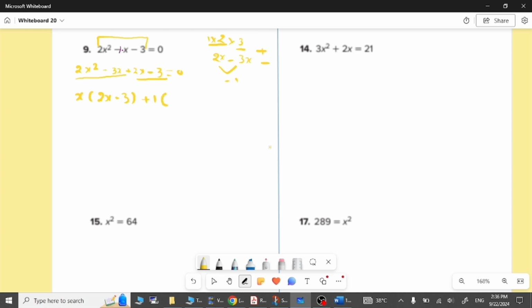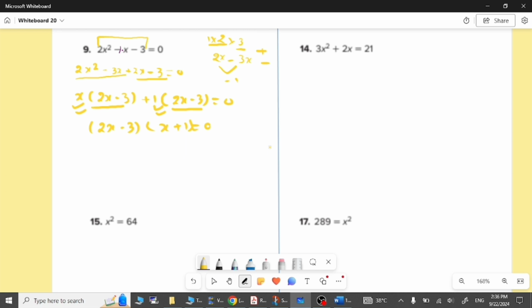In multiplication, always 1 is the factor. So here also, 2x minus 3 is equal to 0. You can see 2x minus 3 is common. I will be taking 2x minus 3 common. So what is remaining from here? x is remaining, and from here plus 1 is remaining. x plus 1 is equal to 0.